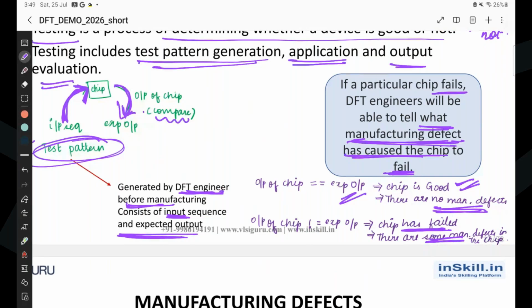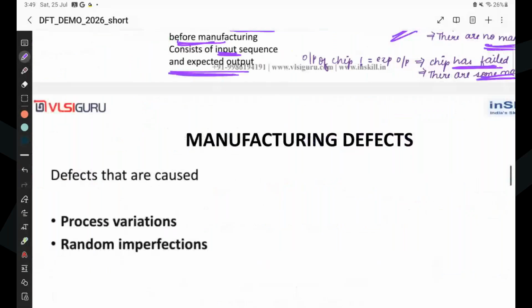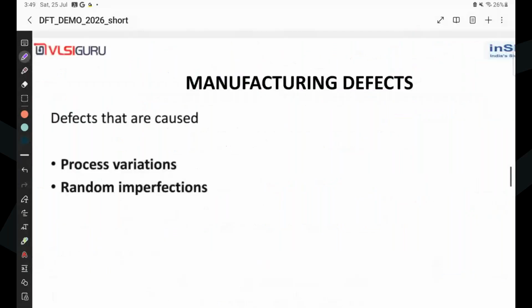Now, what are these manufacturing defects? Manufacturing defects are the defects that are caused due to process variations and random imperfections.